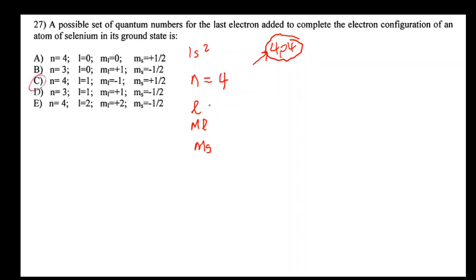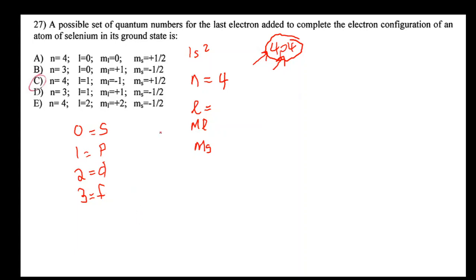So remember that l refers to what specific orbital we're dealing with. So in this case, that refers to the p orbital. So each of these has a number corresponding to it. So 0 represents the s orbital, 1 represents the p orbital, 2 represents the d orbital, and 3 represents the f orbital.